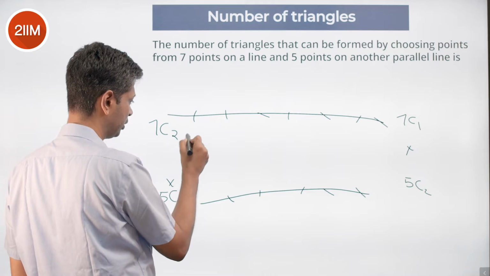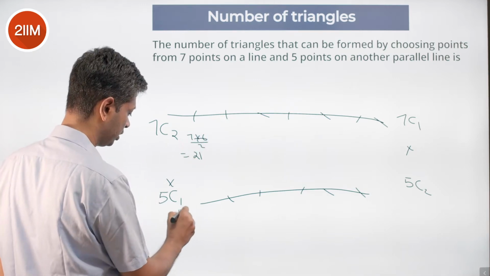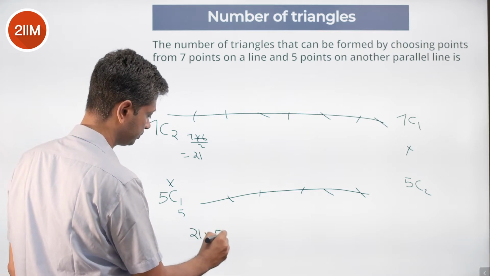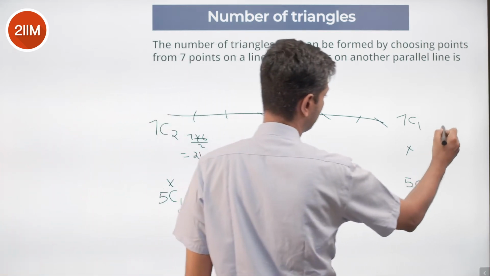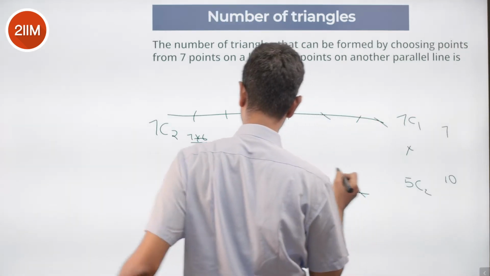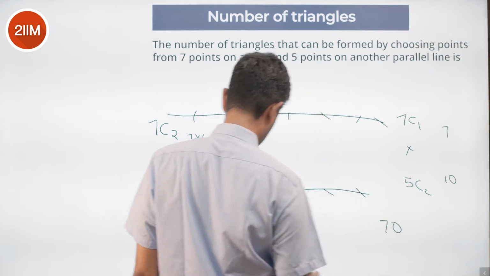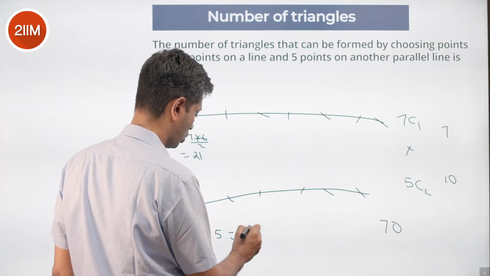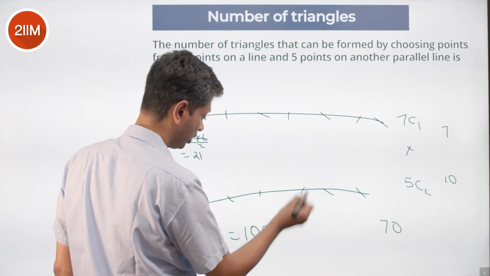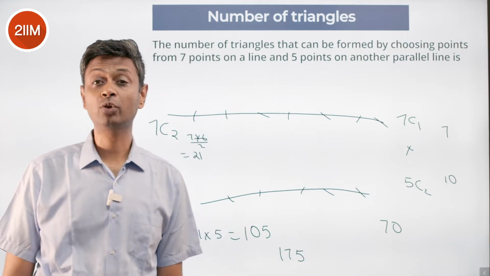7C2 is 7 into 6 by 2, which is 21. 5C1 is 5, 21 into 5. 7C1 is 7, 5C2 is 10, 5 into 4 by 2, 7 into 10. 7 into 10 is 70, 21 into 5 is 105. 105 plus 70 is 175. Easy as pie, very straightforward question.